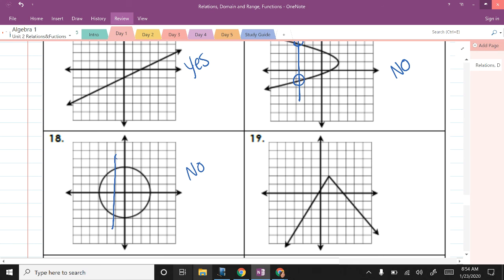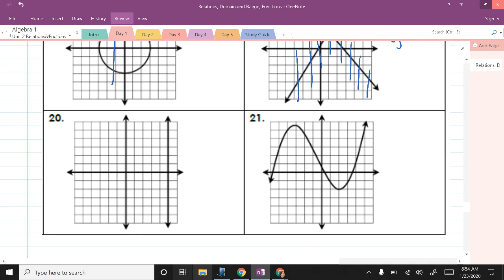Number 19 looks like an absolute value equation. What do you think about this one? Well, if I put verticals here, I'm only touching once, once. No, you don't care about left and right. Vertical is a vertical line. So this one, yes, it is a function. The x values are all different.